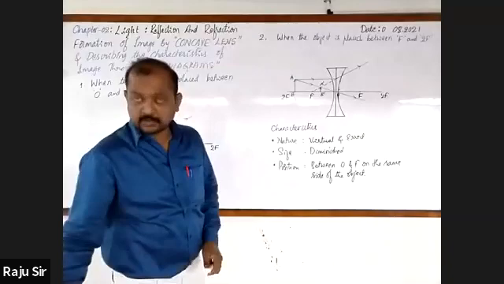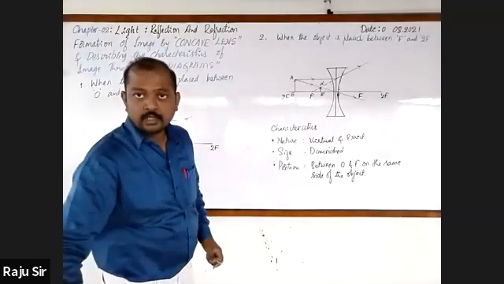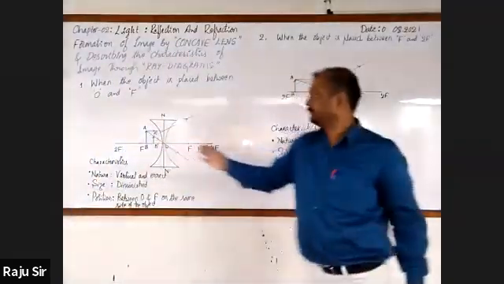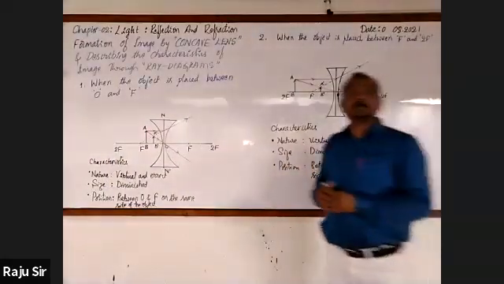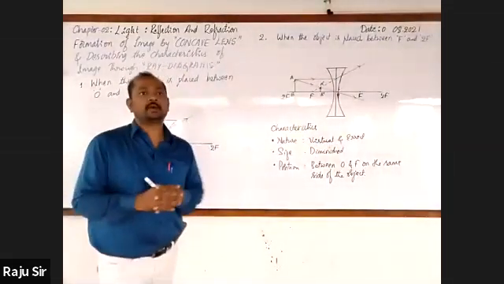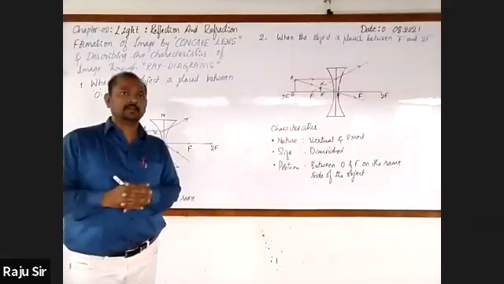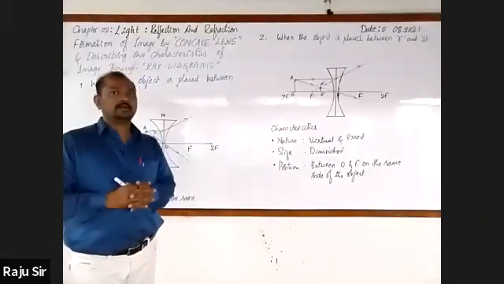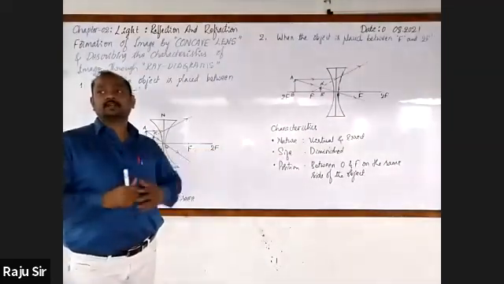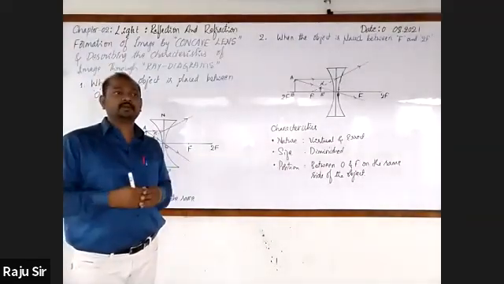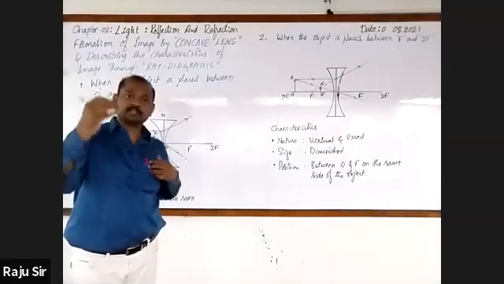Just one simple question for you all. In both the cases, what is the object distance, whether it is positive or negative? Negative, sir. Object distance is always negative.